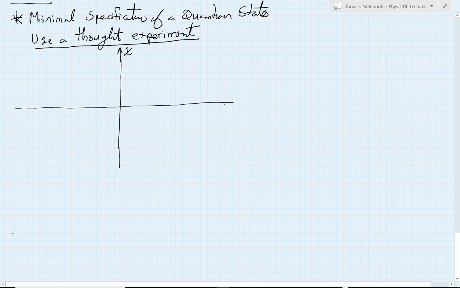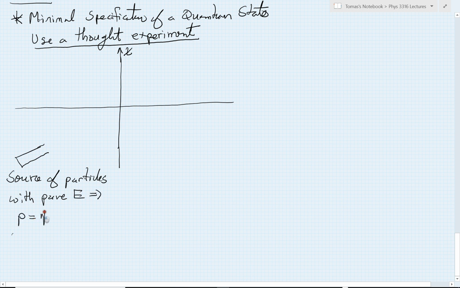So I'm going to have a coordinate system like this. And then what I'm going to do is shoot particles towards the origin, all coming out of a special source. Let's see if I make one of my sources, where I try to prepare particles in a pure state. So this is going to be a source that spits out particles of a single energy, a source of particles with pure energy E, which then tells us the magnitude of the momenta of these particles is the square root of twice the mass times the energy.